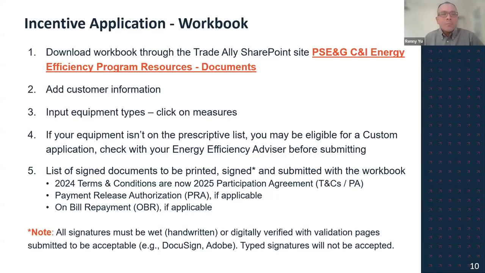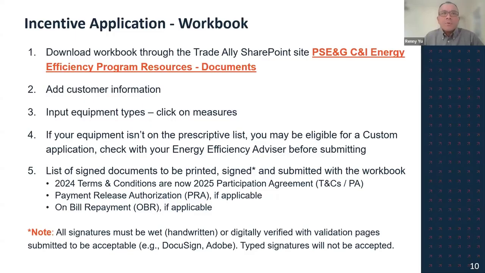The other link for the most recent application is on the bizsave.pseng.com site. On that site, there is a link for an online incentive application that can be filled out similar to the workbook by entering the customer's information and inputting the measures. If the equipment is not listed on that prescriptive application, then it may be eligible for an advanced custom application. So please reach out to your energy efficiency advisor to confirm before submitting.